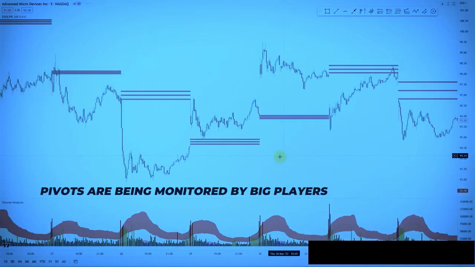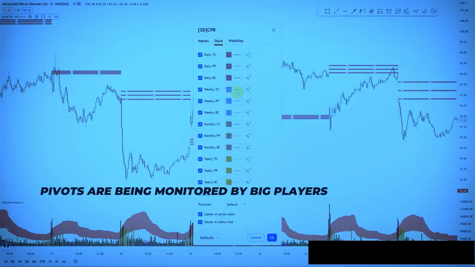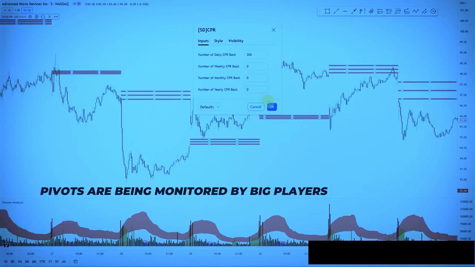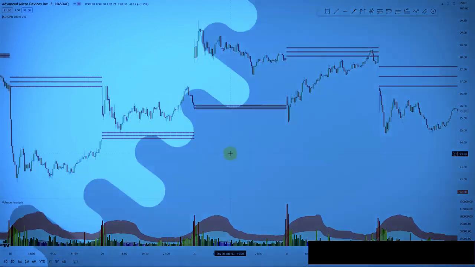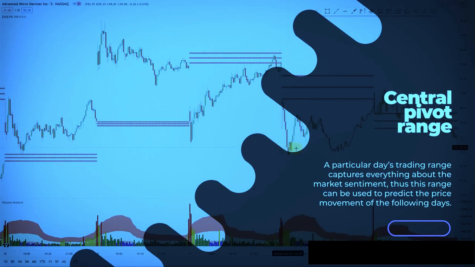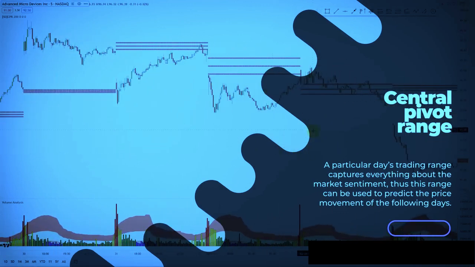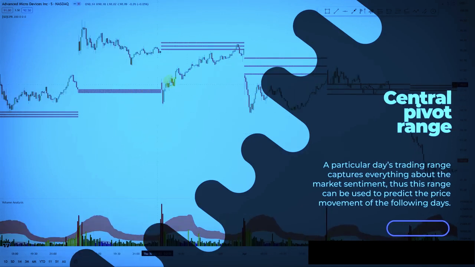In recent years, I focused on the central pivot range. I came to know about the central pivot range concept after reading The Logical Trader by Mark Fisher. CPR is a range of three lines, one above and one below the central pivot point. The fundamental idea behind this indicator is that the particular trading range captures everything about the market sentiment. Thus, this range can be used to predict the price movement of the following days.